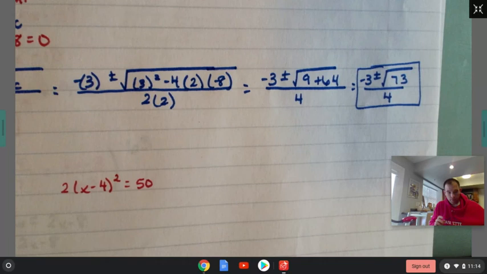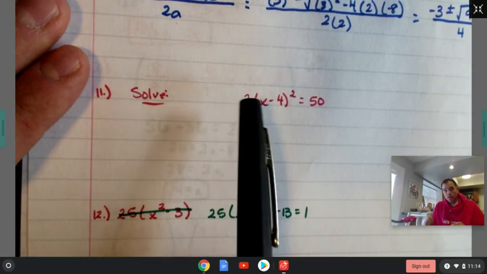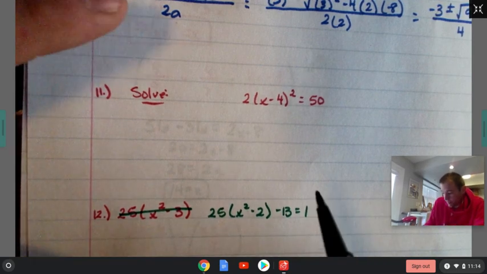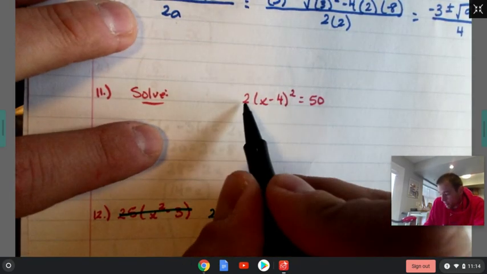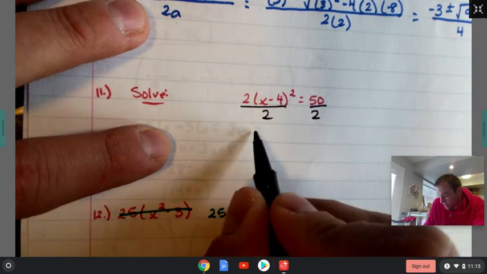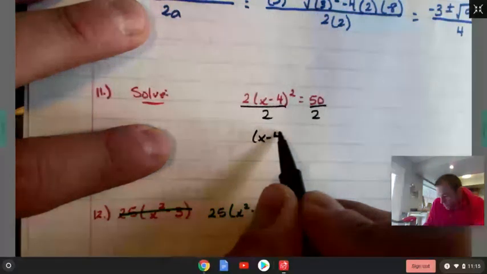Number 11. Solve this thing. Again, if it says solve, I would try to put this in Desmos, right, and see what you get. But we're going to do it by hand. So the first step, get the square by itself. So divide by 2. So that would give us x minus 4 squared equals 25. And then I got to get rid of that square. So square root it. That way the square root and square cancel.